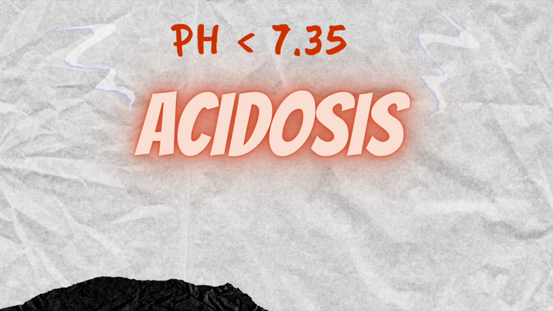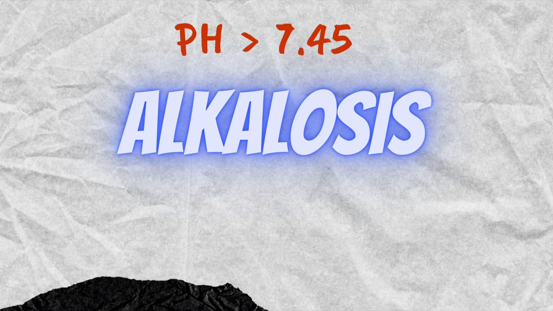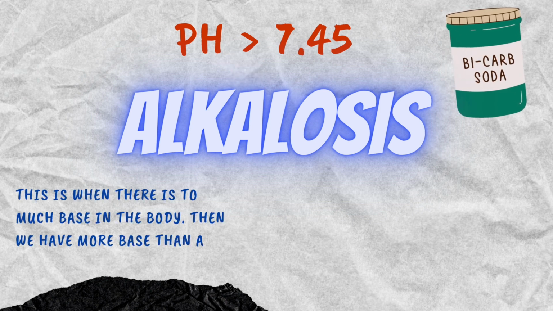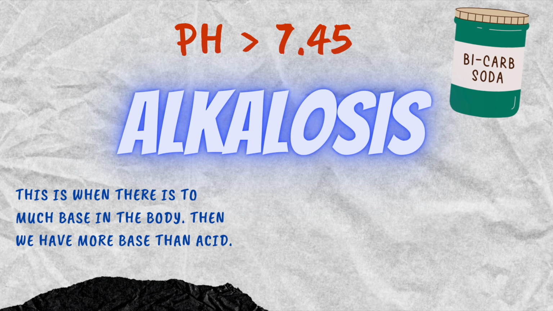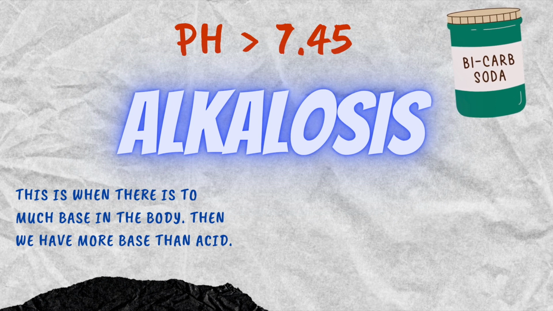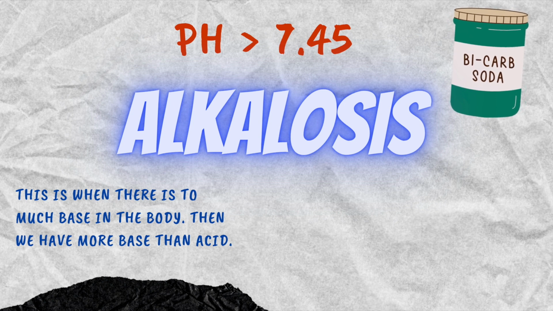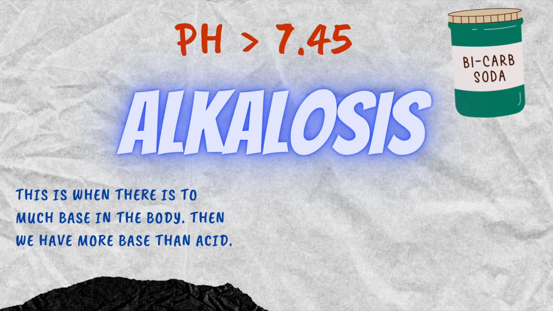So conversely, what if we have a pH of greater than 7.45? Now we have alkalosis. So now we're on the other side of this. This is more of your base side. So then there's too much base in the body. So we have more base than we do acid. This leads us into alkalosis or an alkaline state.